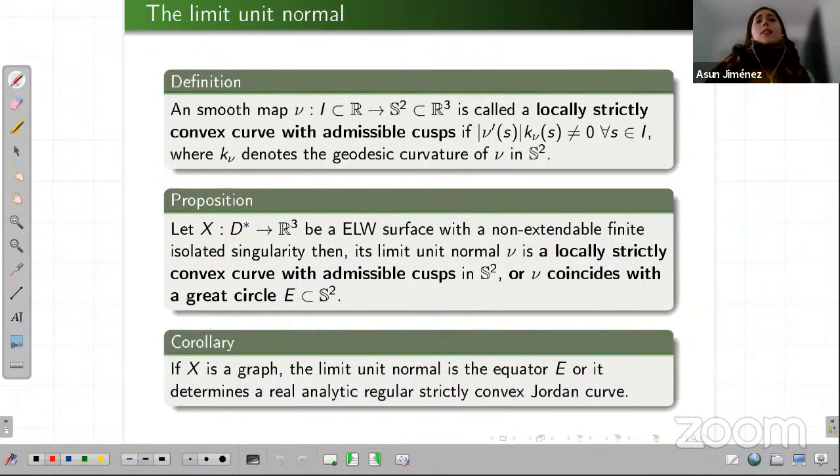Okay. As a corollary of this proposition, we deduce that if X is in fact embedded, if it is a graph, then the limit unit normal is either the equator, that is any equator, after rotation you can assume it is the horizontal equator, or it determines a real analytic regular, in this case regular because the surface is embedded, strictly convex Jordan curve, that is an embedded curve. The limit unit normal is better than this locally strictly convex curve with admissible cusps. These cusps may not appear in this case.